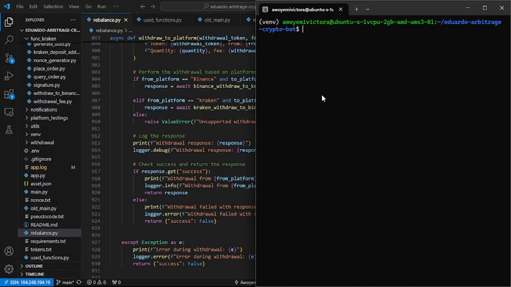Okay, so this is an arbitrage bot I recently completed for one of my clients. The bot takes advantage of price differences between Kraken and Binance. Let me test the bot out so you can see. I'm going to run it now. I'm currently on the server.